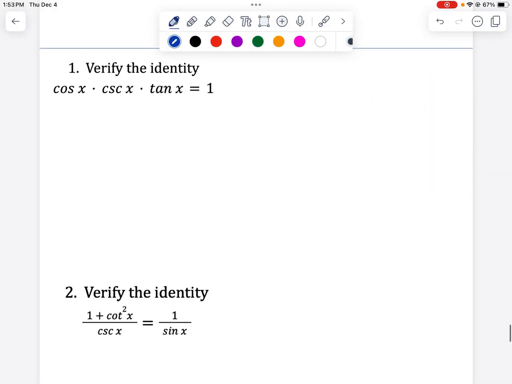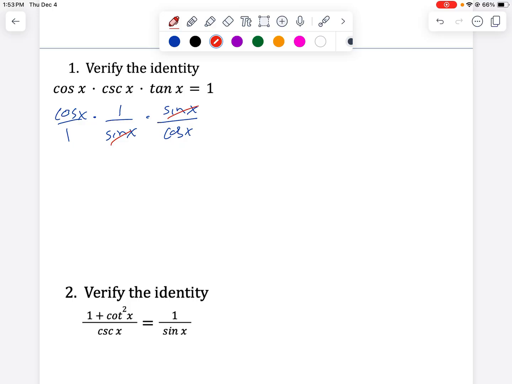All right, here we go. Verify the identity. Number one, there's nothing on the sheet that has any of these three things multiplied together, so I'm going to change everything in terms of sine and cosine and see if I can't cancel anything out. This is still over 1.